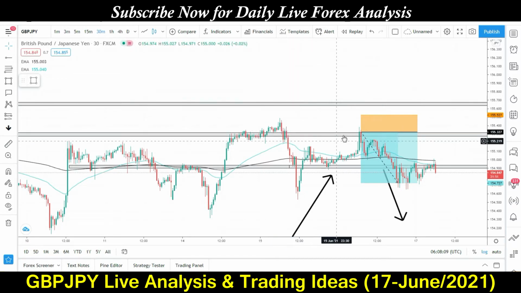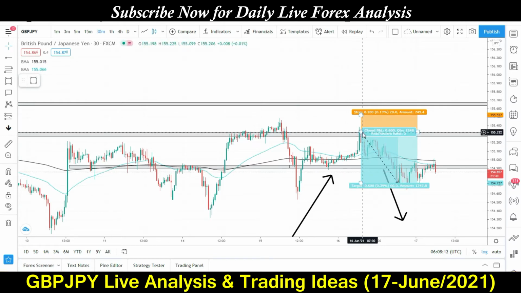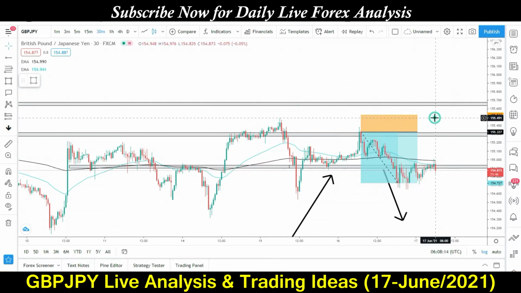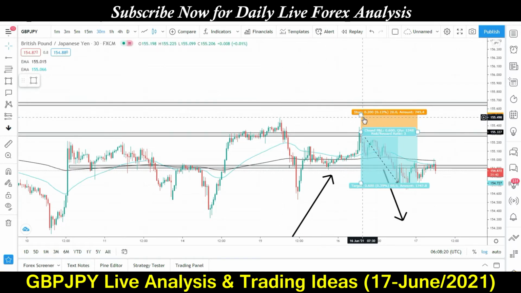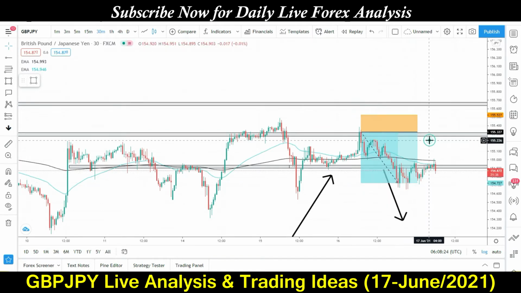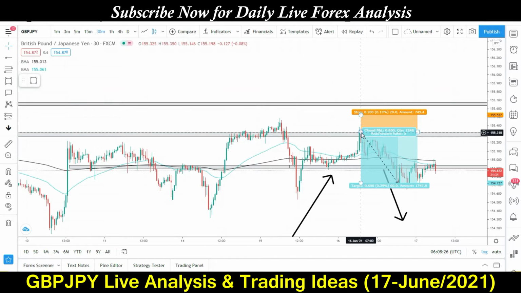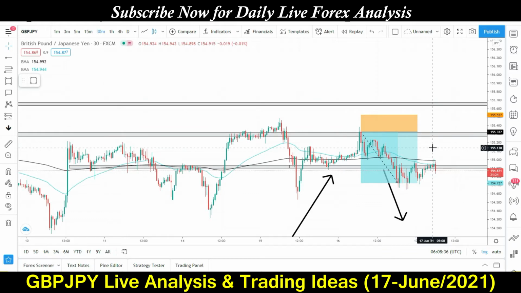So when market came to this resistance level, I opened a sell trade and my SL was above this candle high. So here was my SL and I opened a trade for 1-3 risk reward, and that worked very well. Market opened, my order came a little bit down with a little bit of retracement, then moved down towards my TP. That was a nice trade.